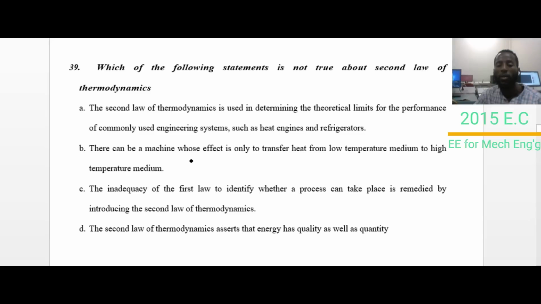B. There can be a machine whose effect is only to transfer heat from a low temperature medium to a high temperature medium. C. The inadequacy of the first law to identify whether a process can take place is remedied by introducing the second law of thermodynamics. D. The second law of thermodynamics asserts that energy has quality as well as quantity. So from these, which one is not true about the second law of thermodynamics?